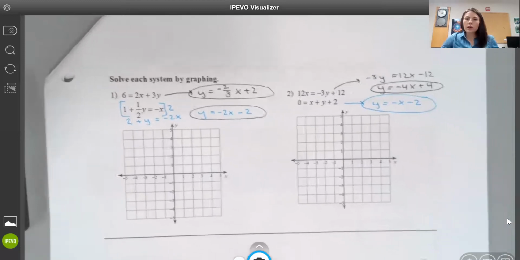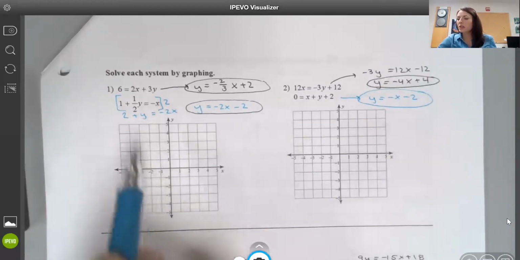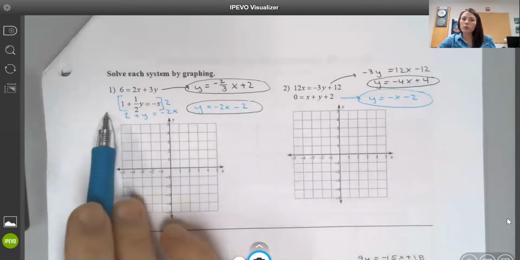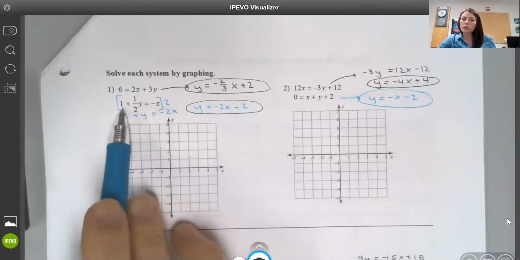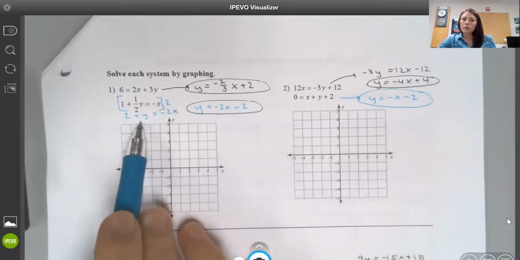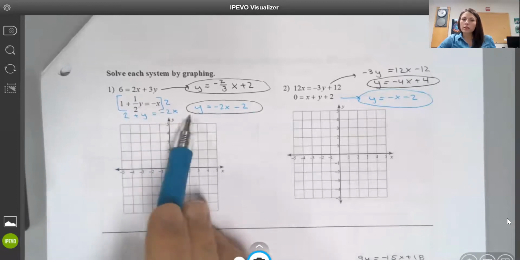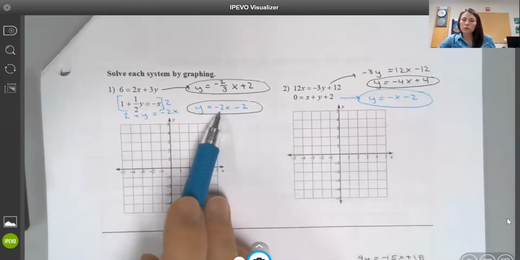Okay, so take a moment, 1 through 4, rewrite all of them so that they're easy to graph. Okay, so now let's compare what we have for lines. What I meant by this one is I just got rid of that 1/2 by multiplying the whole equation by 2. So 1 times 2 is 2, half of y gives me just y, and negative 2x, and then I just had to subtract 2 to get my equation.